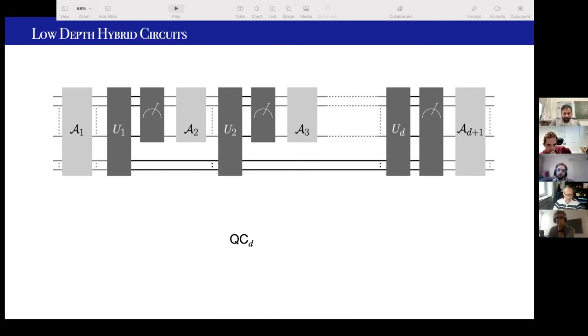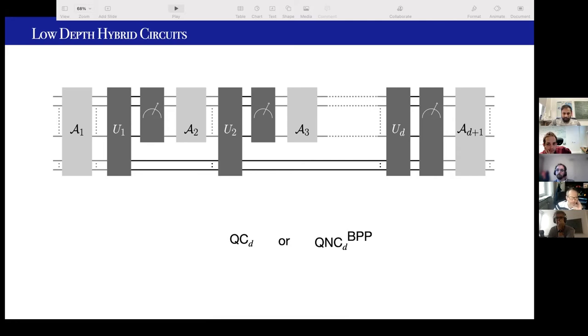And the other important thing is that it can maintain coherence across the layers. So this U1 measures some part and then sends the data to the classical BPP machine to process it. Then depending on that, it decides what is the next unitary, but it also keeps coherence from the previous one. So this is one of the differences, that this QCD class can actually maintain coherence across the full computation, while CQD will lose coherence at each step of classical computation.